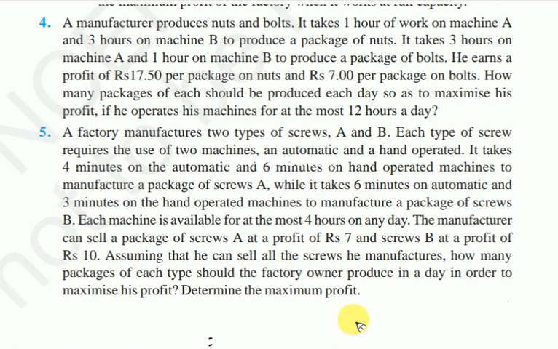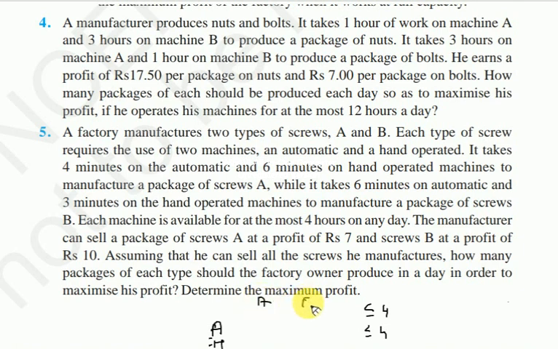So which have limits here? Machines have limits, because here each machine is available for at most 4 hours. At most 4 means it must be less than or equal to 4. Machines means here you have 2 machines. One is automatic and another one is hand operated. So a factory makes two types of screws. Each type of screw requires the use of two machines, automatic and hand operated. What they produce is screws A and B.